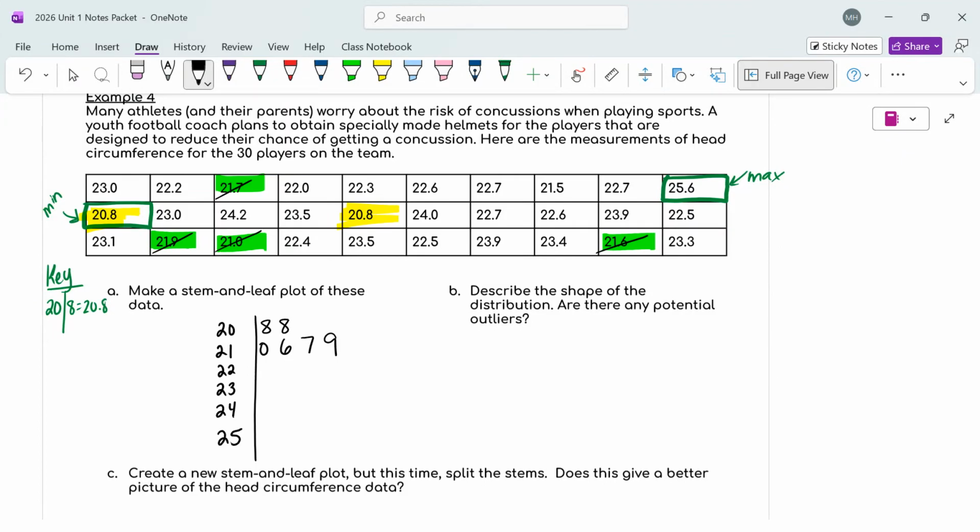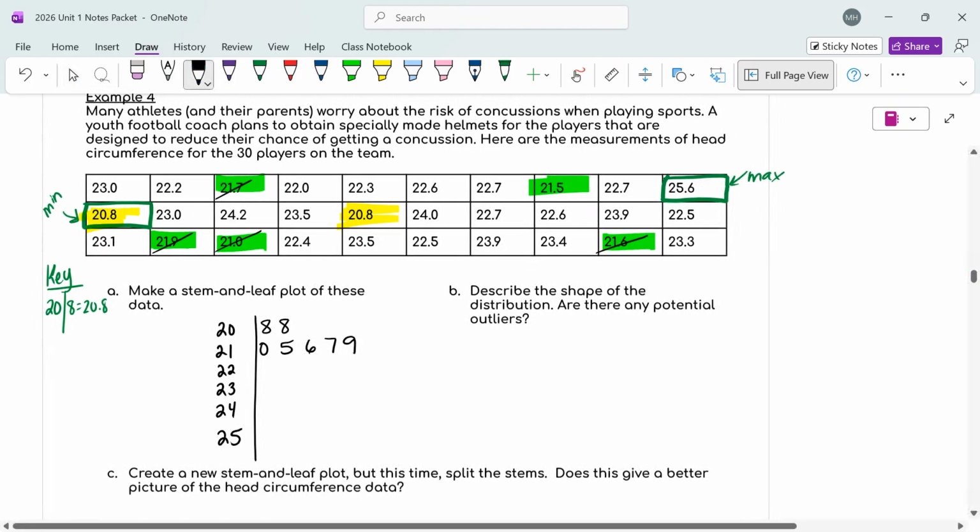Did I skip one? I feel like there's a 21 somewhere. Oh, there was a 21.5. So I'm going to need to move the 6, 7, 9 over. So 0, 5, 6, 7, 9. It's really important those go in order. Then you just keep going.